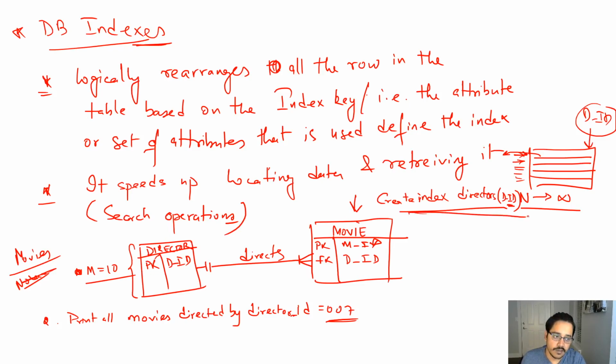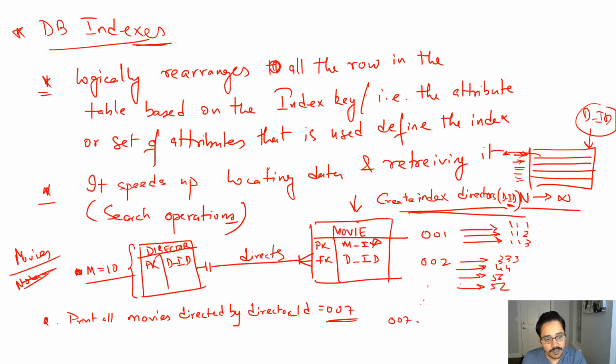The moment you create this index, the database will by itself take 001 and associate to it, or logically rearrange the rows in a certain way, all the movies, let's say 111, 112, 113. Then for 002, it will take, let's say, 333, 44, 56, and 52, and so on. And then for 007, it will do the same thing. That is, it will associate all the rows that belong to the index key 007.